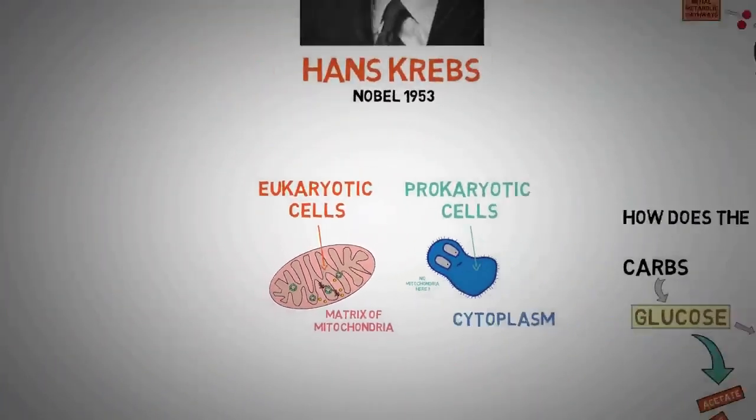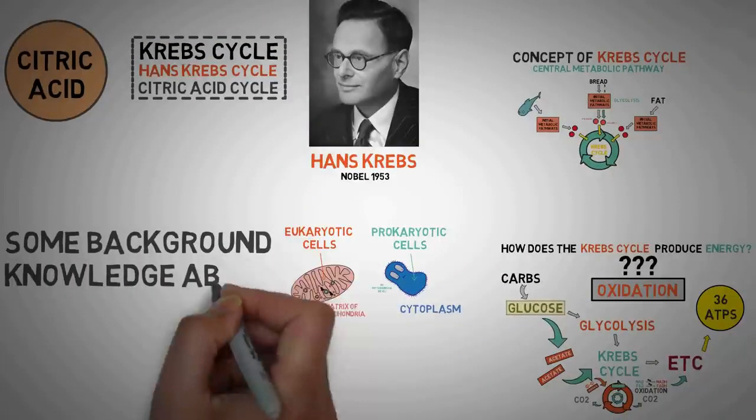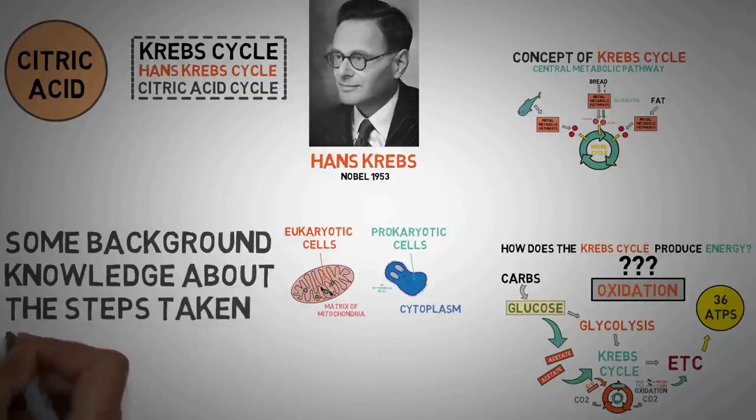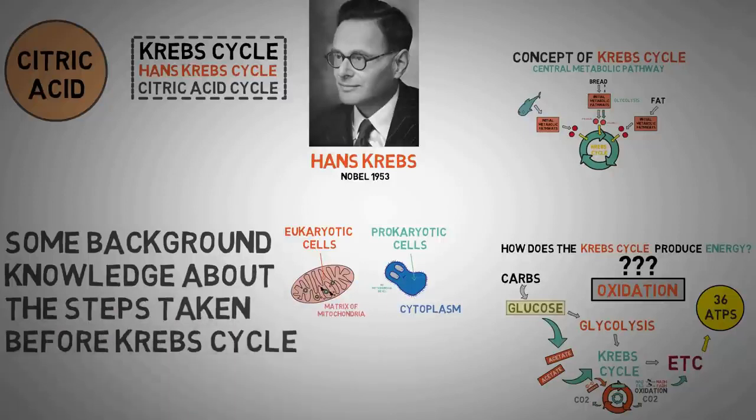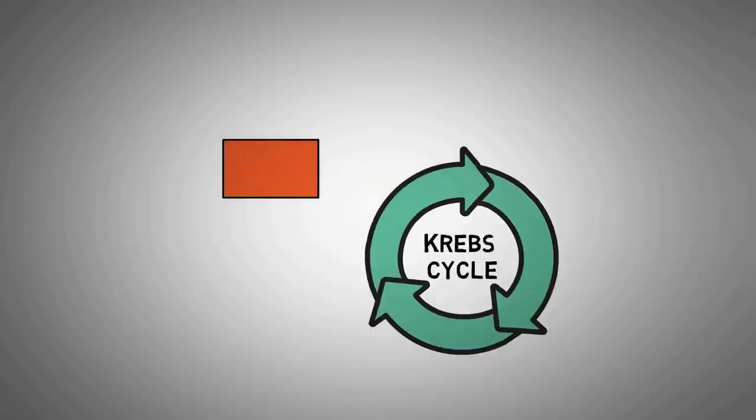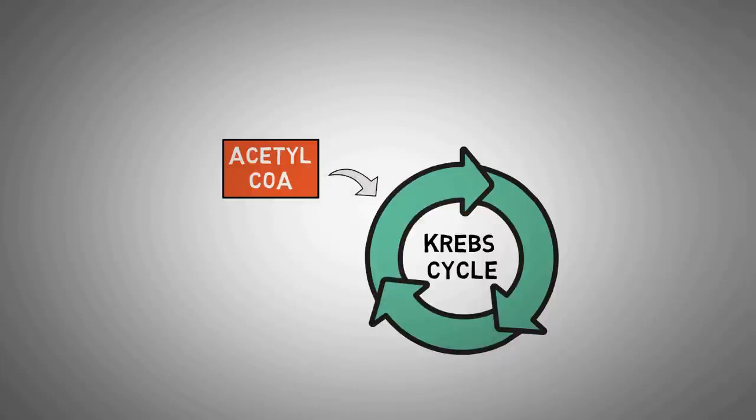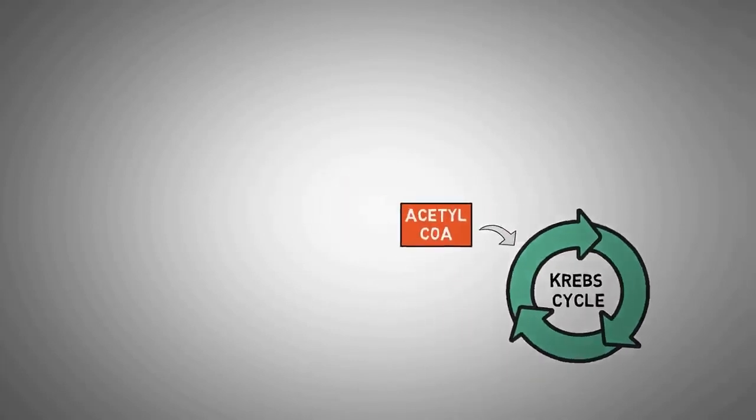Now to learn more effectively about the Krebs cycle, it is very important that you have a little bit of background knowledge about the preceding steps that happen before Krebs cycle. So the Krebs cycle begins with this molecule, acetyl-CoA. But where does this come from and what is its role in the Krebs cycle? This is very important to understand.